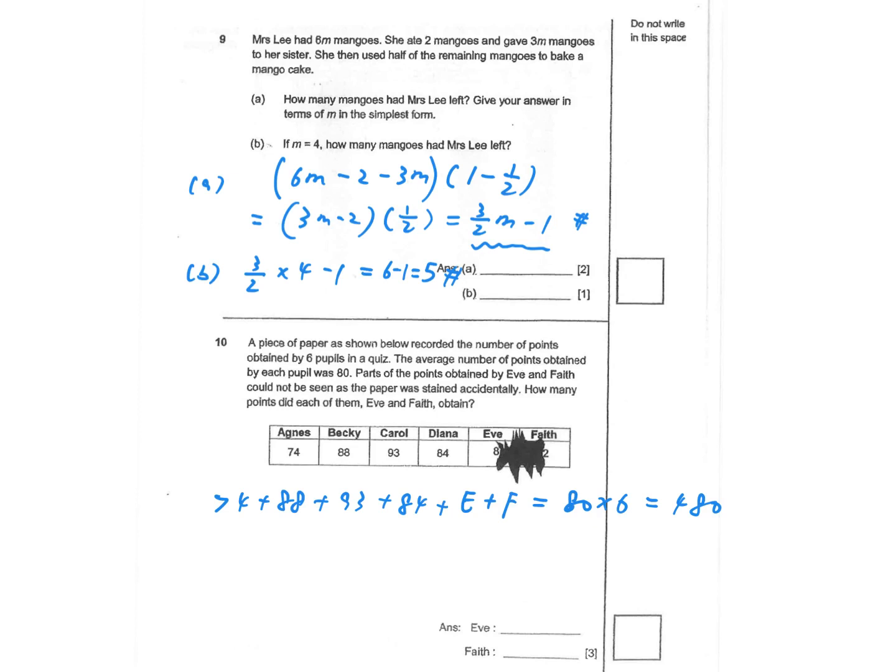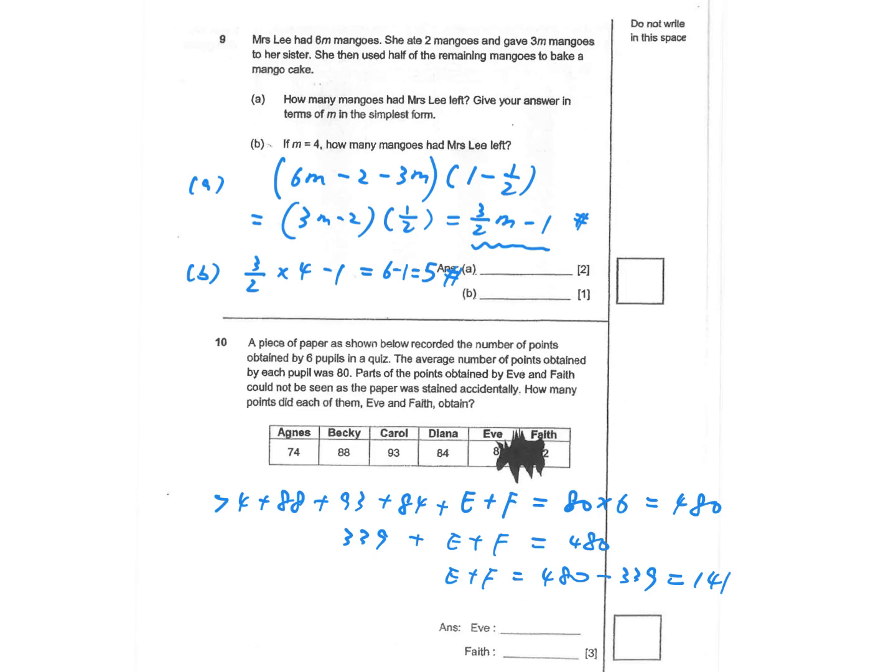If we add up the first 4 numbers together, we have 339. So if we add up the next 2 numbers, the total sum is 480. That means E plus F should be 480 minus 339, which equals 141.